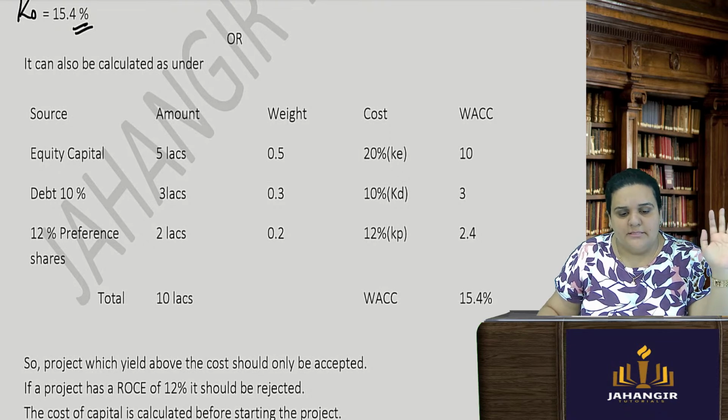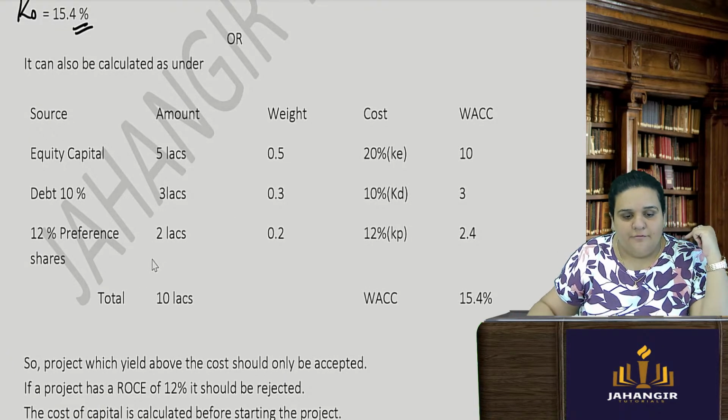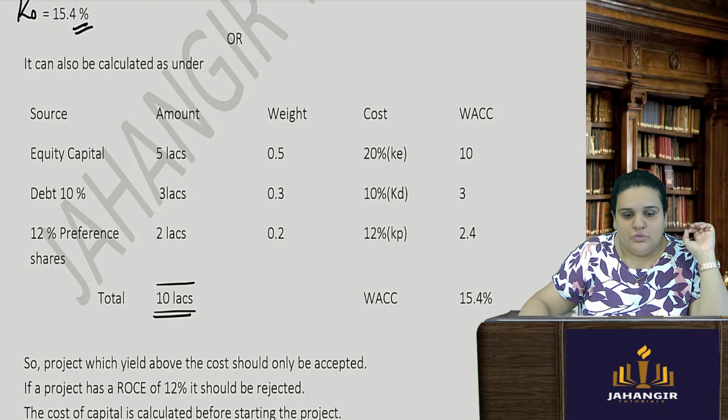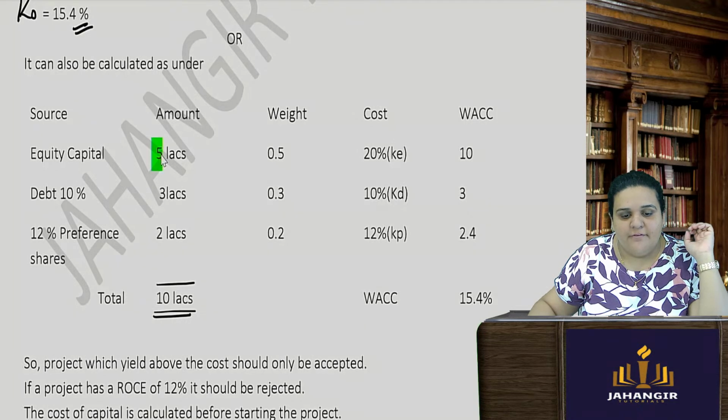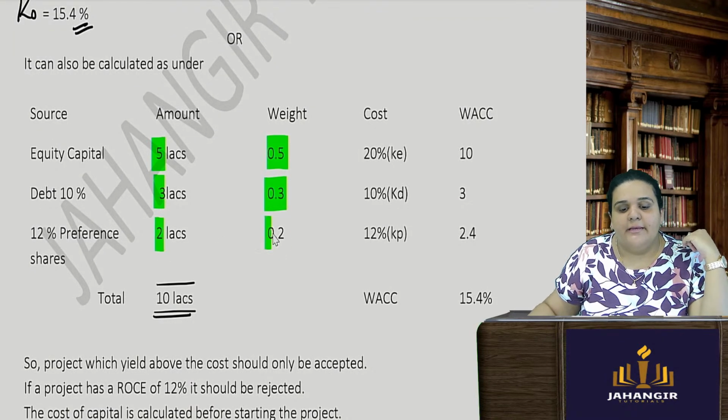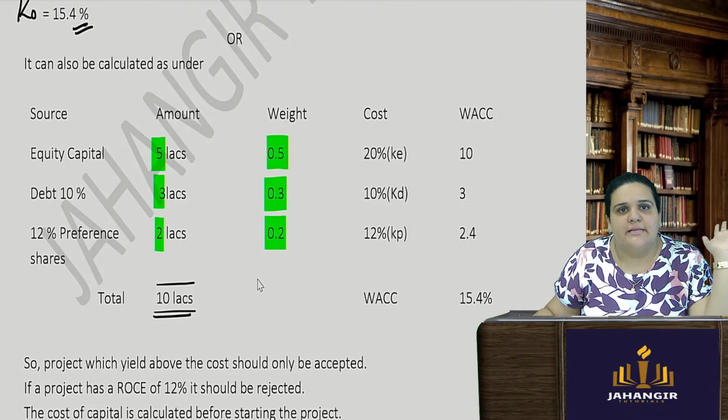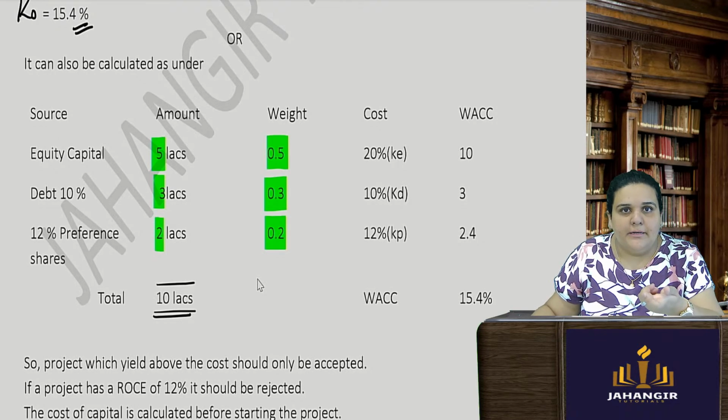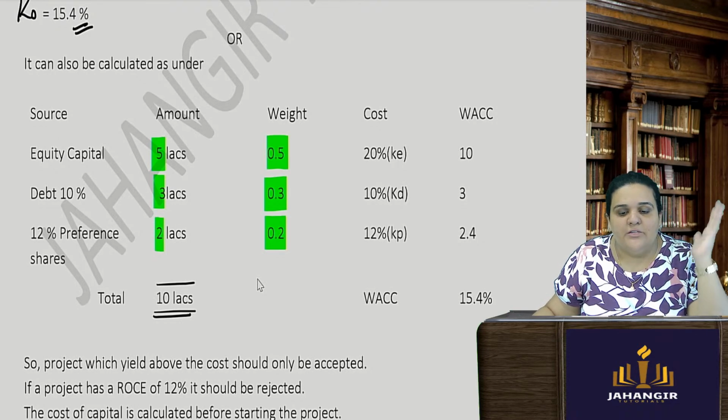So the sum remains the same, 5 lakhs, 3 lakhs, 2 lakhs of share capital, debenture and preference. Assigning of weights. How is weight assigned? Total is 10 lakhs. So here 5 lakhs divided by 10 lakhs is 0.5. Then 3 lakhs divided by 10 lakhs is 0.3 and 2 lakhs divided by 10 lakhs is 0.2. This is the simple way of assigning the weights. That particular capital upon total, the weights will get assigned.